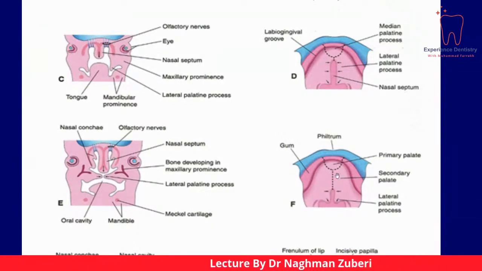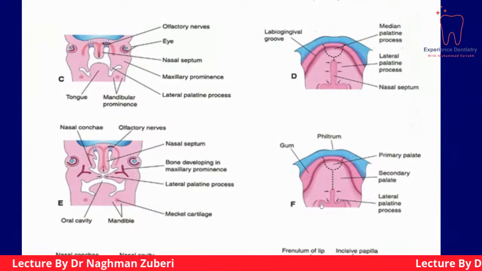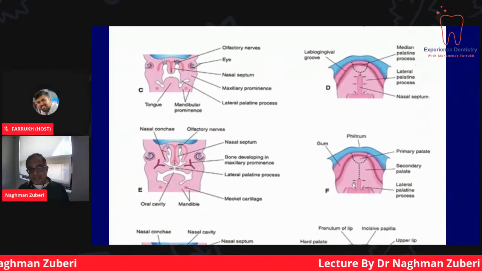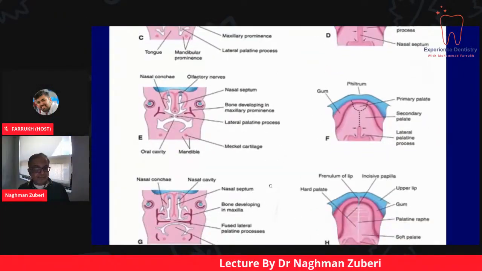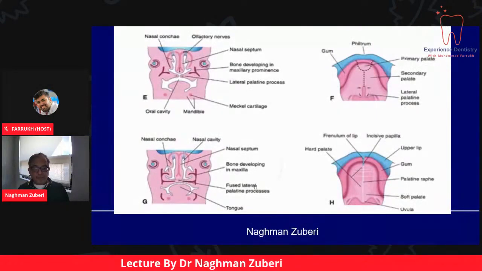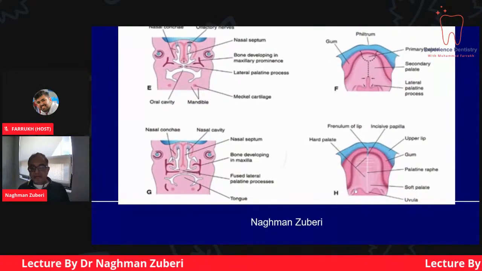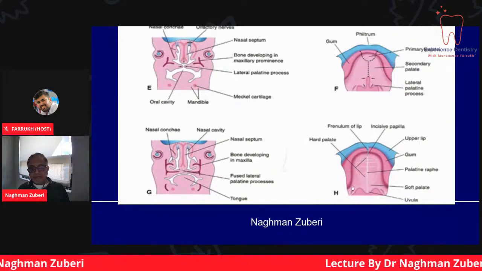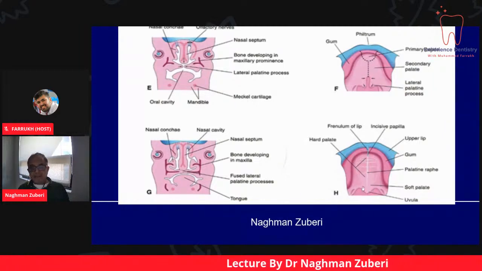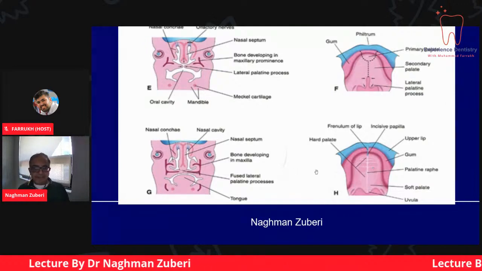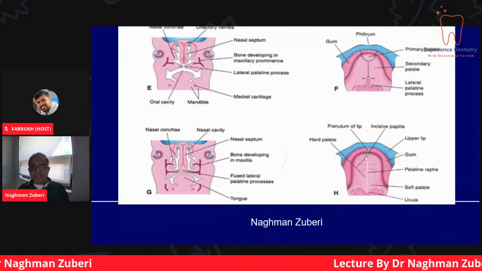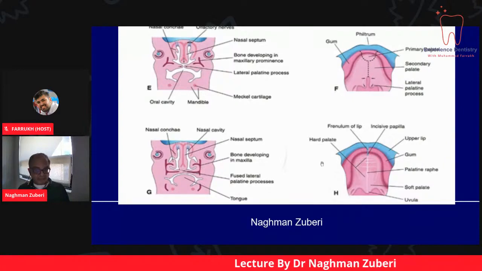And finally, we will have the hard palate as well as the soft palate. This is the lateral palatine process. You can see the fusion has occurred and we have developed the palate. This is the uvula area. This is the soft palate. This is the hard palate. And here the fusion with the primary palate has occurred.